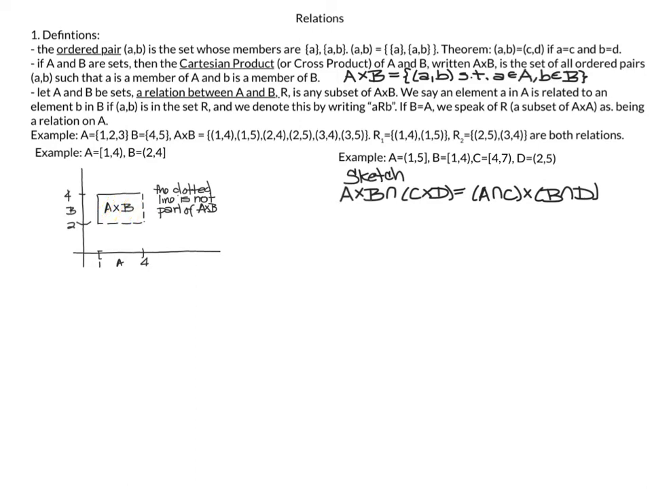So if I wanted to shade what is in the Cartesian product, it's everything here, not including the dotted boundaries. A second example: A is the half open interval 1, 5, B is equal to 1, 4, C is equal to 4, 7, and D is equal to 2, 5, a totally open interval. I want to sketch A cross B intersected with C cross D, and show, just by sketch, not by proof, that it equals A intersect C cross B intersect D.